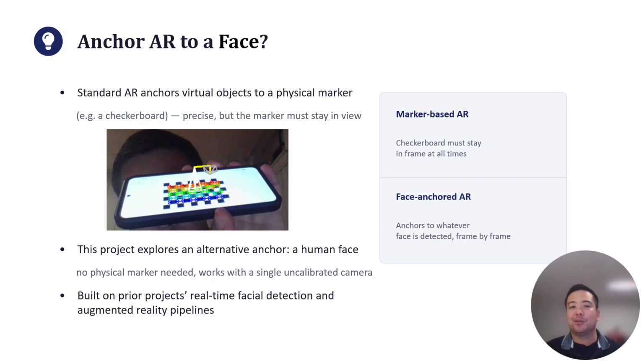This means no markers needed at all, and it works with a single uncalibrated camera. I built this by extending the real-time facial detection from Project 1 and merged it with Project 4's AR pipelines we explored earlier in this course.